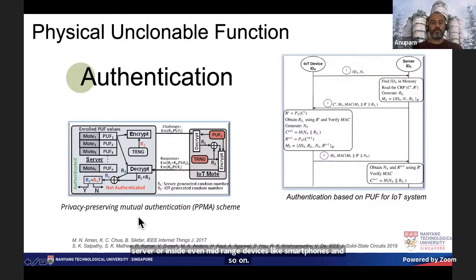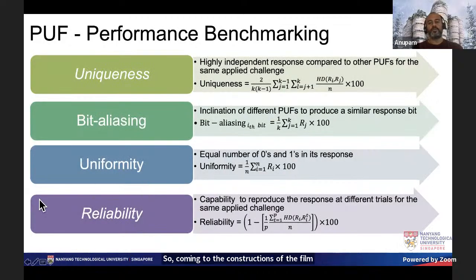So coming to the constructions of the physical unclonable functions, similar to the TRNG benchmarking, we need to satisfy certain properties when we claim this is a good PUF. And there are 4 properties for a PUF benchmarking. The first one is the uniqueness.